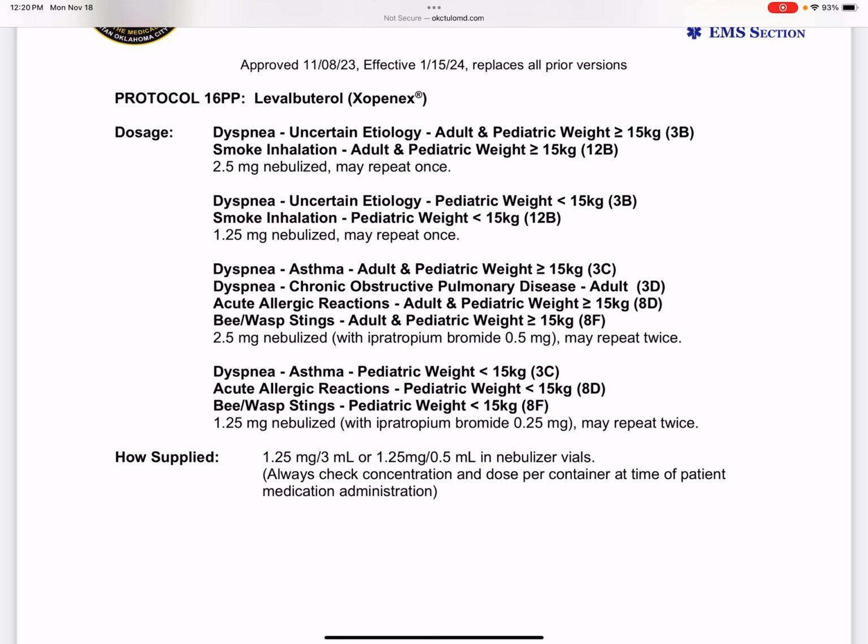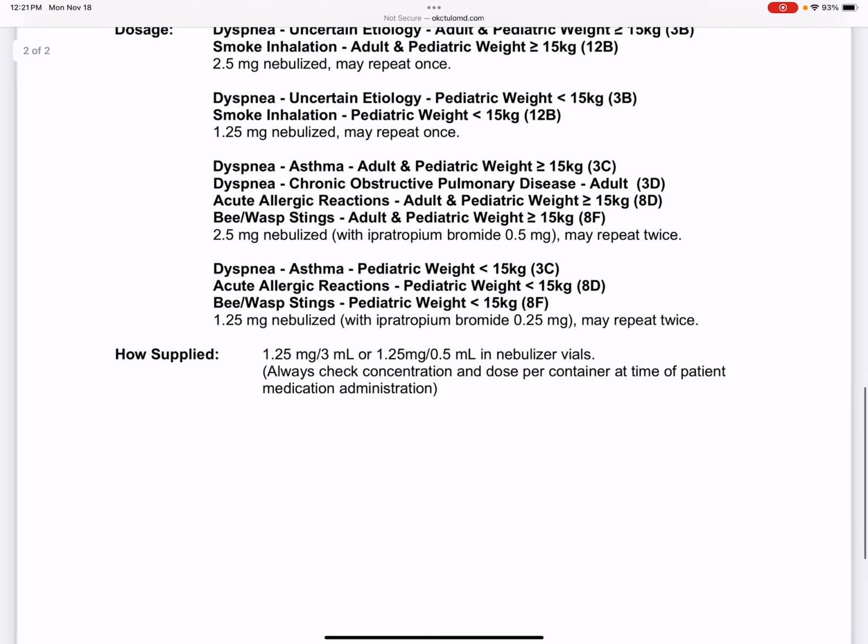The dosing for levalbuterol is essentially the same thing, again, as albuterol. We're going to give 2.5 milligrams nebulized for smoke inhalation. For pediatrics, it's going to be half that, 1.25. Allergic reactions, bee stings, 1.25.